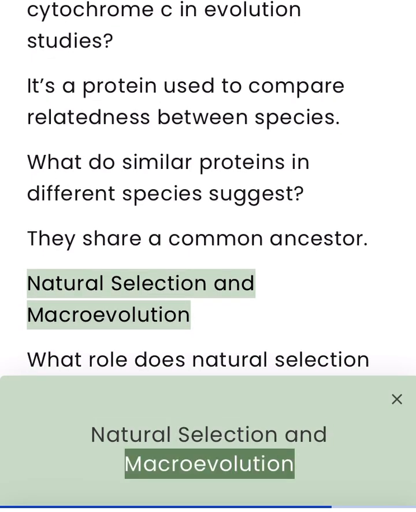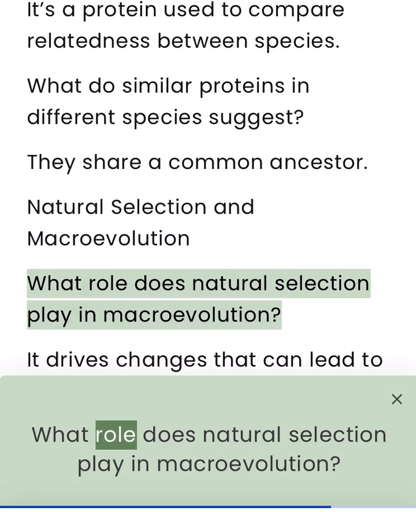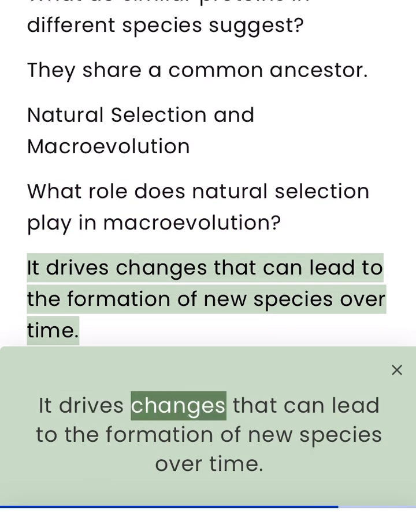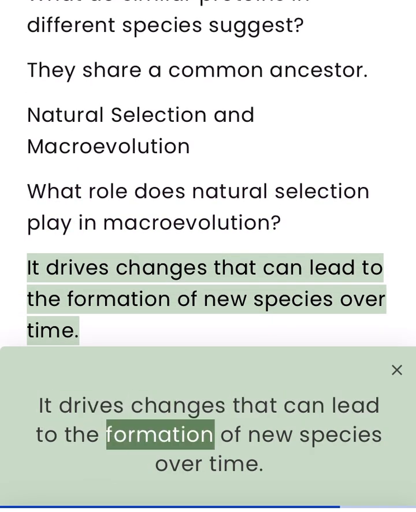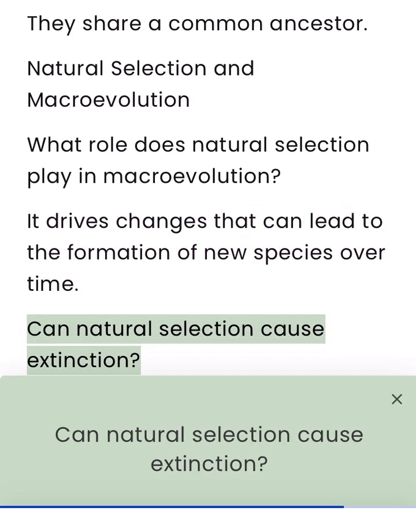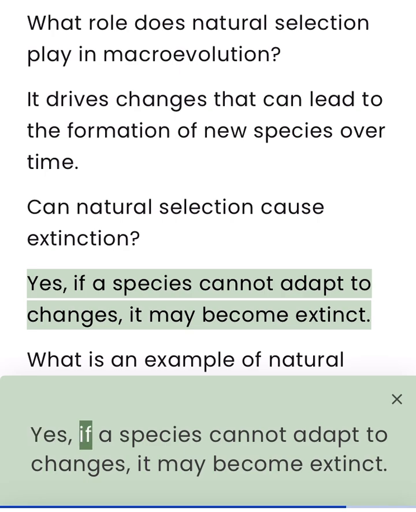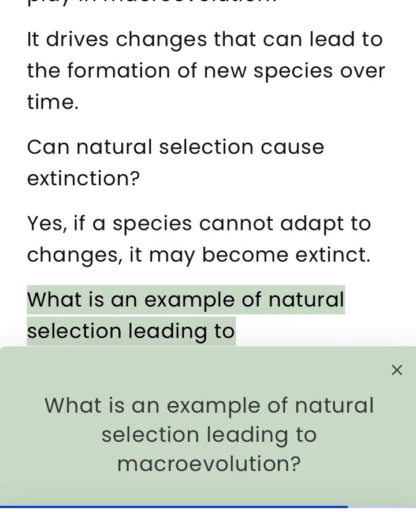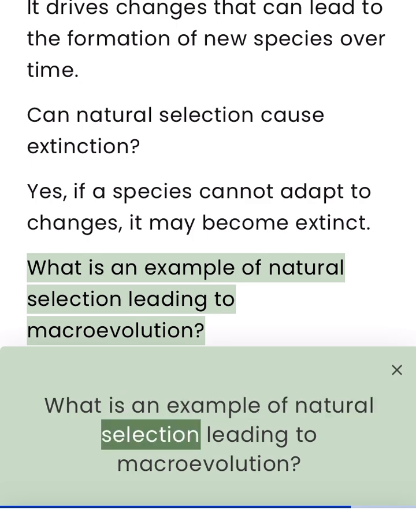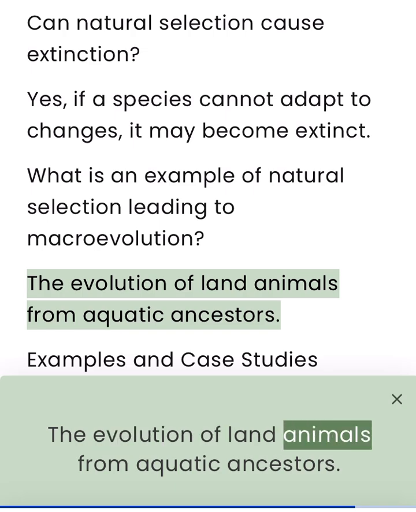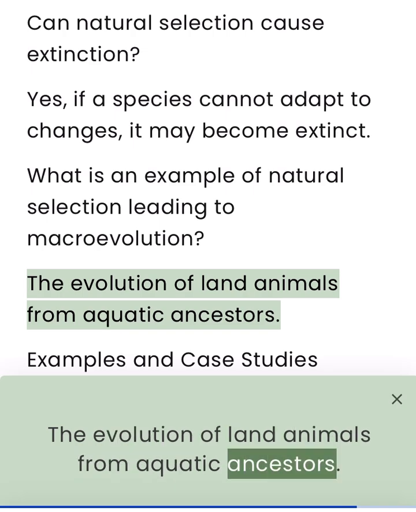Natural selection and macroevolution. What role does natural selection play in macroevolution? It drives changes that can lead to the formation of new species over time. Can natural selection cause extinction? Yes. If a species cannot adapt to changes, it may become extinct. What is an example of natural selection leading to macroevolution? The evolution of land animals from aquatic ancestors.